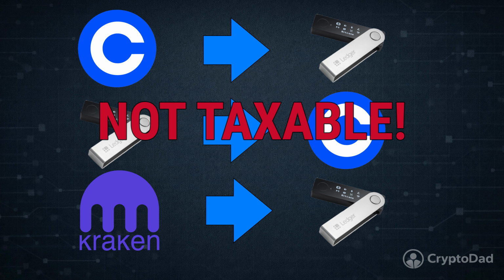Now, as I mentioned earlier, crypto transfers are not taxable. So, for example, if you move crypto from Coinbase to your wallet, from your wallet to Coinbase, or from Kraken to your wallet, those are transfers. They are not taxable. The problem only arises when the exchange doesn't know what you originally paid for the crypto that you sold. That's when you need to account for the cost basis yourself.